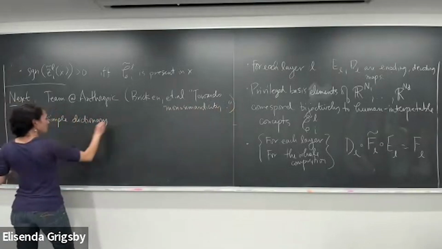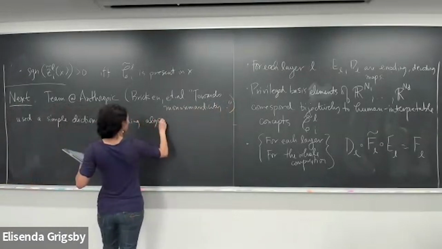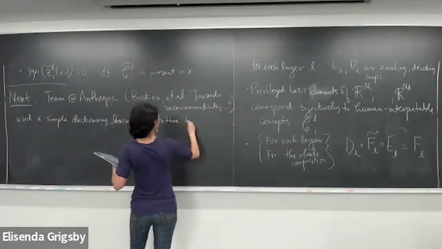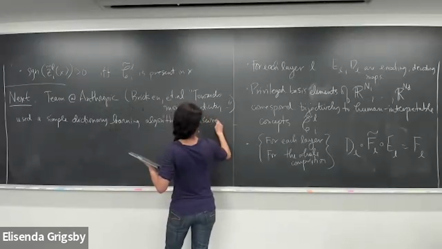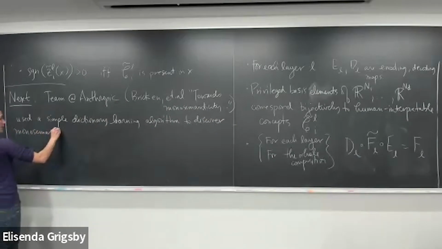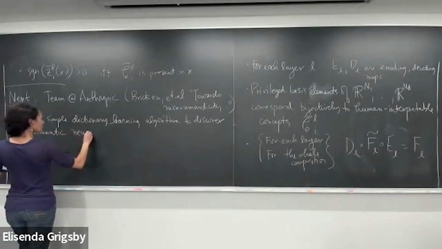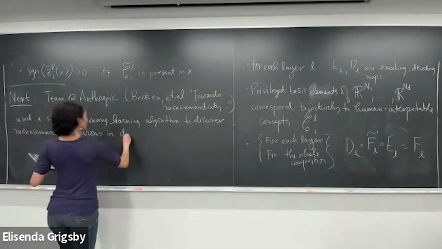They used a simple so-called dictionary learning algorithm to discover monosemantic neurons in a disentangled model. This sounds a lot simpler than what they actually did. But the basic mathematical idea is pretty simple, so I'm going to describe that, but there was a lot of engineering that went on beyond that. Hypothetical.